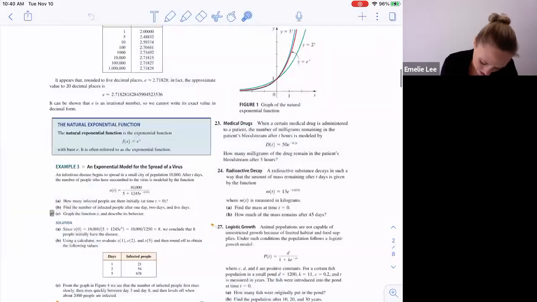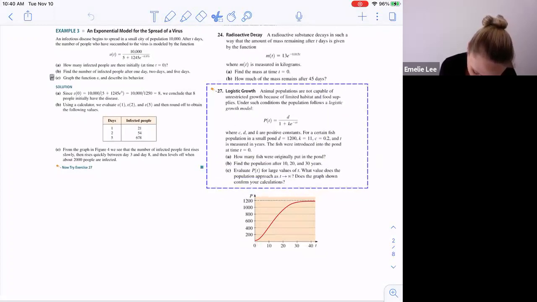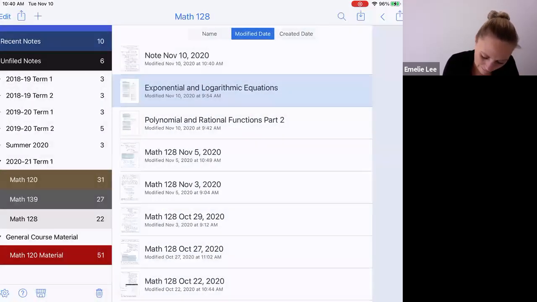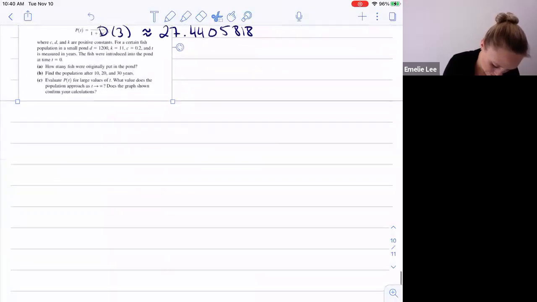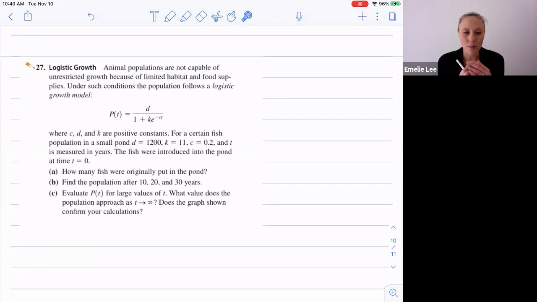Okay. I want to talk about logistic growth. So for a lot of populations, if we're talking about a population in a limited area, and technically all area is limited to some degree, right? But especially if we've got this constrained space, then a population can only grow so big. And so animal populations are not capable of unrestricted growth because of limited habitat and food supplies, right? So there are some factors that come into play and limit our population size.